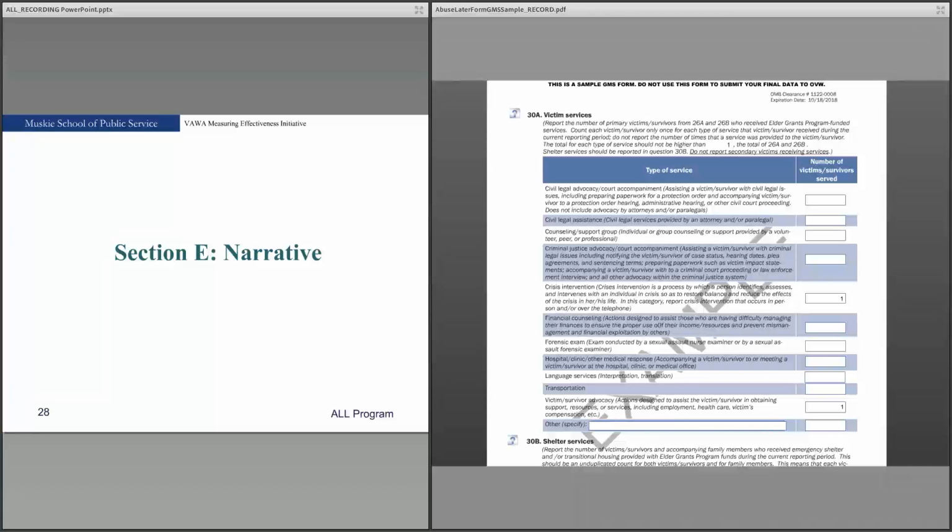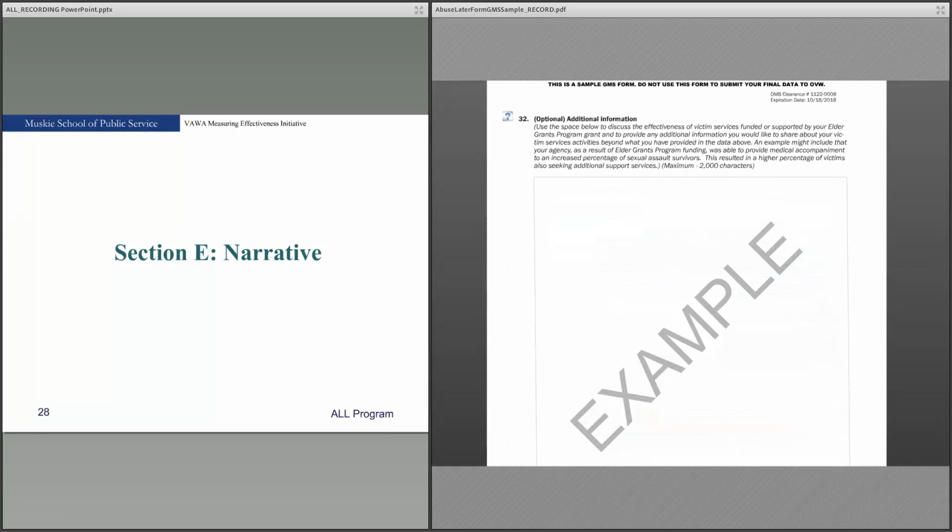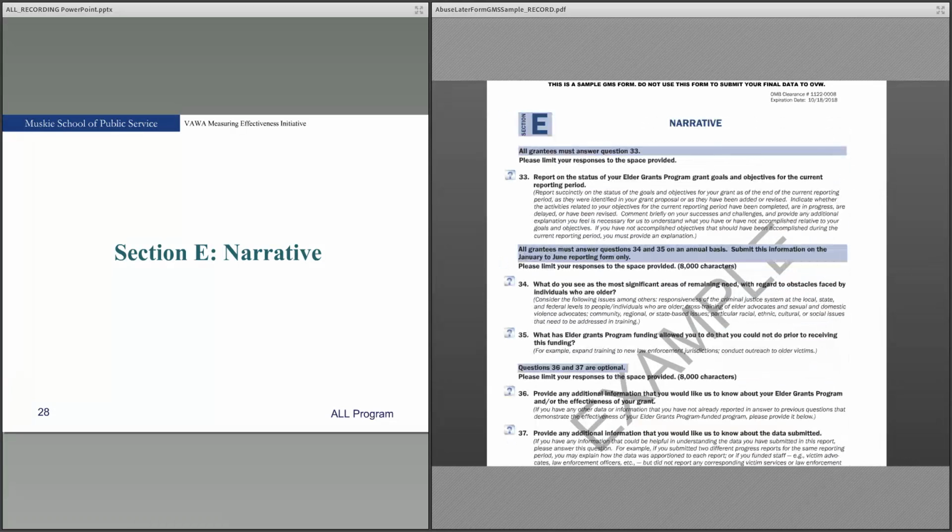Question 30A is where we report the services that person received as a 1 in crisis intervention and as 1 victim served, victim survivor advocacy further down the page.